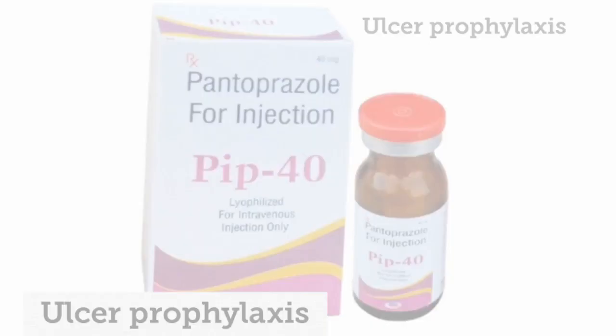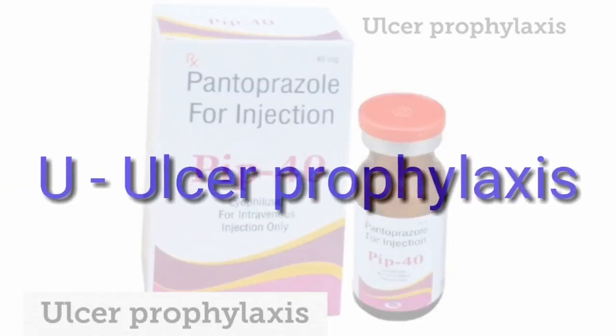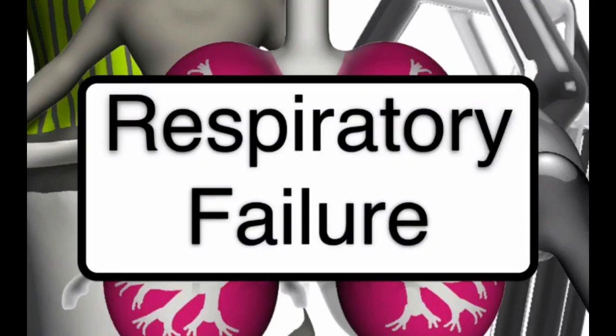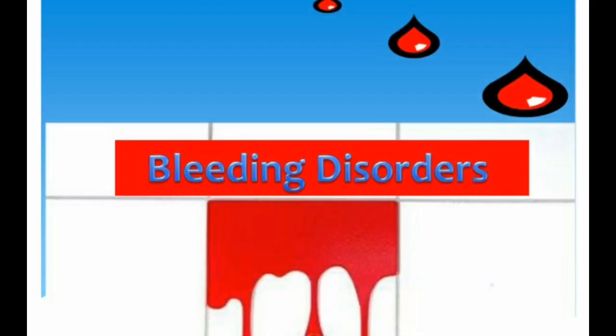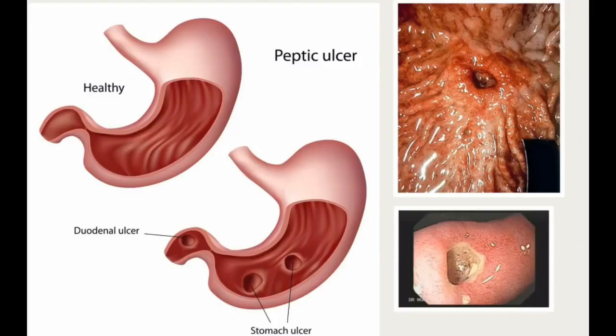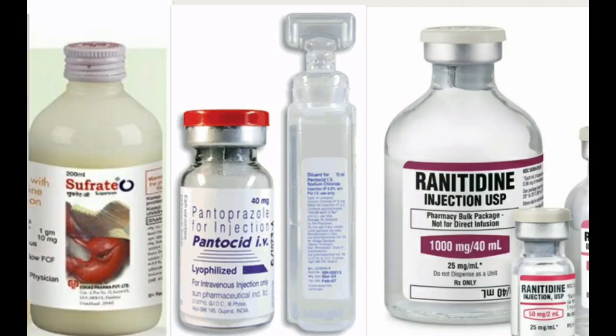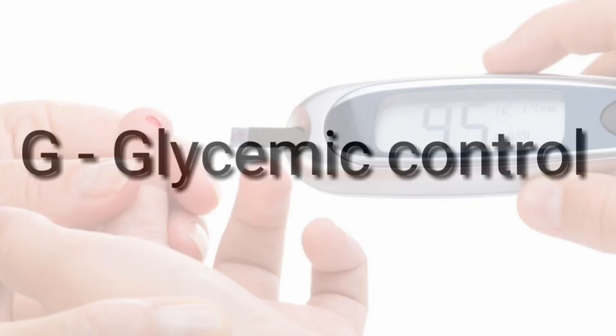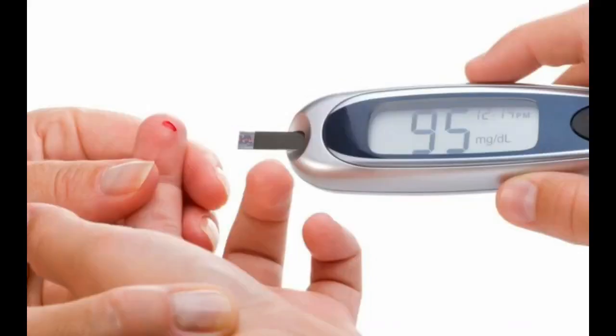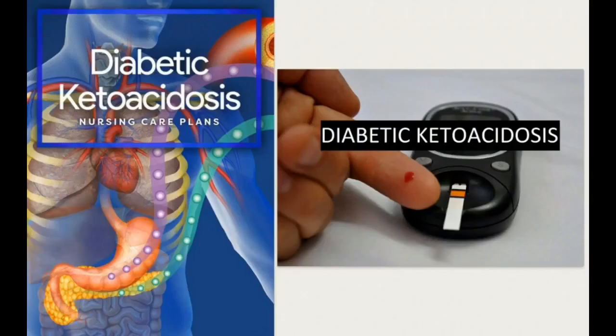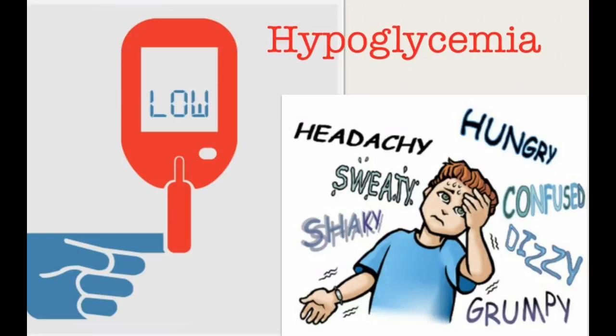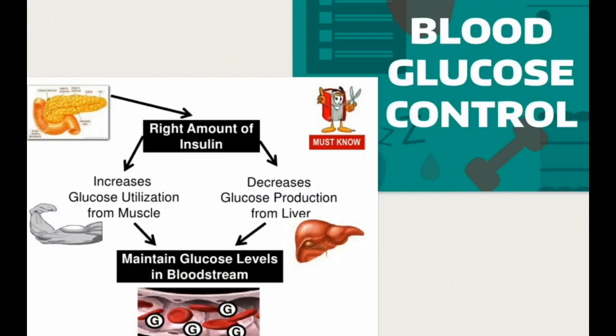Next alphabet is U. U is for ulcer prophylaxis. Ulcer prophylaxis is very important for patients of respiratory failure or patients with bleeding disorders, stomach ulcers, etc. The commonly used ulcer prophylaxis drugs are injection Pantocid, injection Rantac, syrup sucralfate, etc. Next is G. G is for glucose control. When you see this, check if the glucose levels of the patient are being monitored on a regular basis as required. This is much more important in patients with DKA, hypoglycemia. Glucose levels should be controlled within limits.